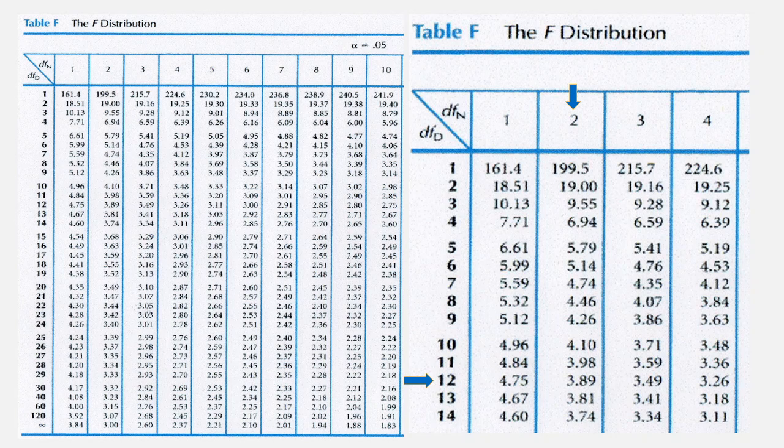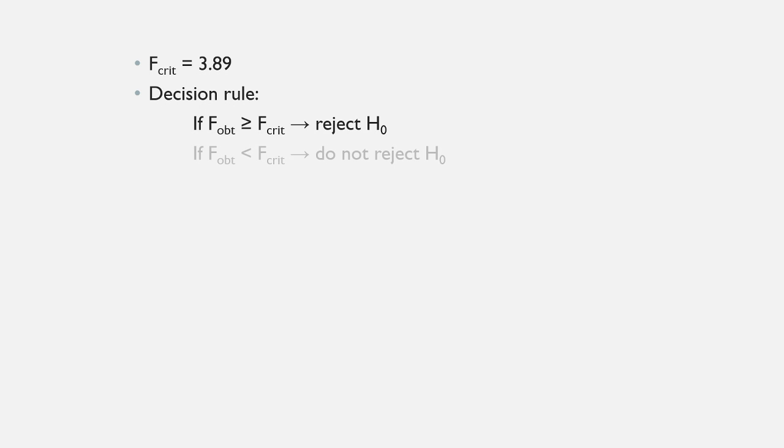So you had your degrees of freedom between and within, and you just find where that column and where that row meets, finding your critical F value. So as usual, you take your obtained F value and evaluate whether or not it exceeds the critical F. Does the obtained F exceed the critical F? And if so, we can reject the null hypothesis.